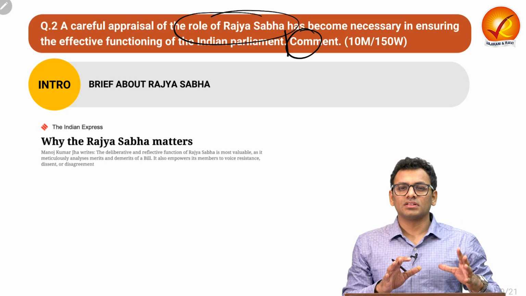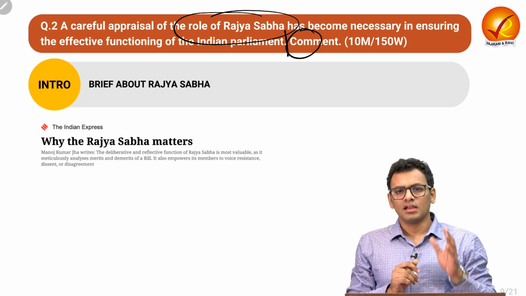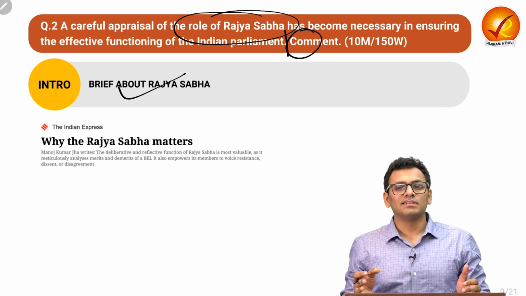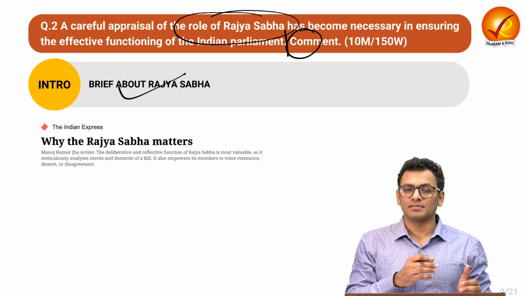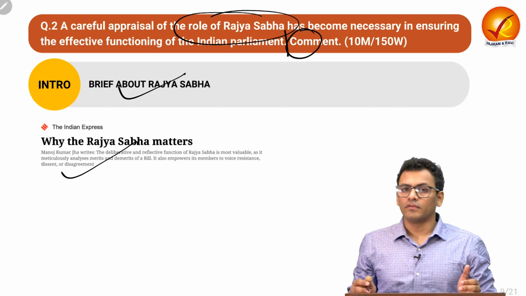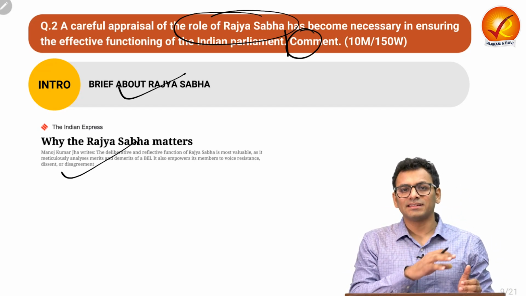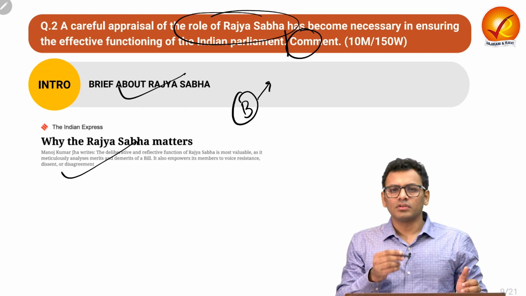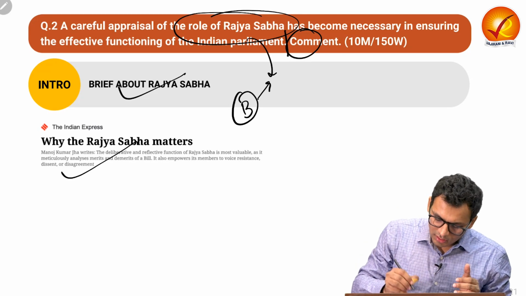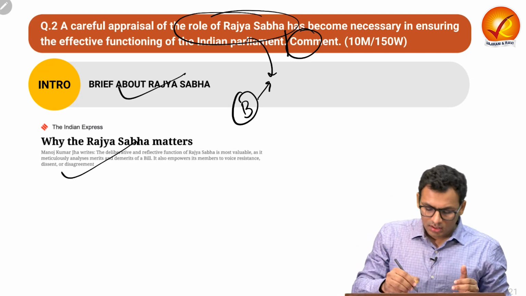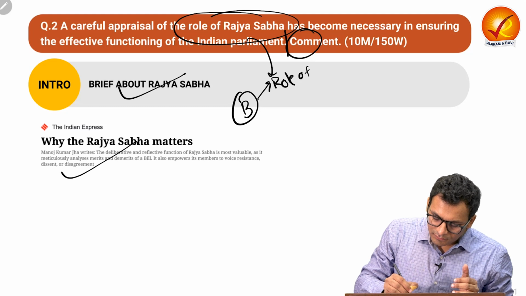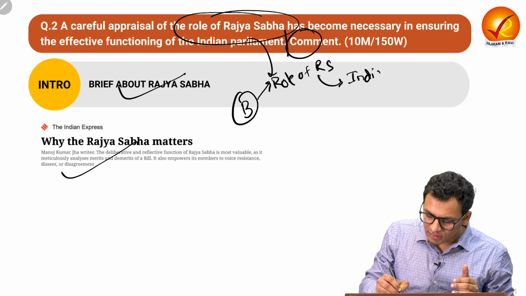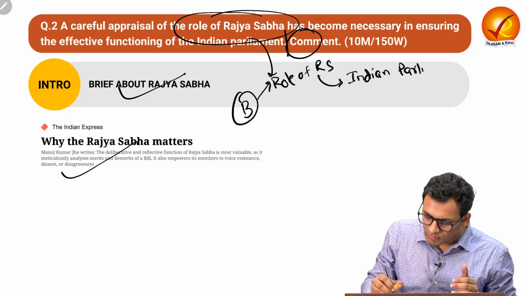So if we divide the question, let us understand the structure first. In the introduction, you can briefly talk about Rajya Sabha. You can talk about the articles in the constitution related to the Rajya Sabha. You can also talk about certain kind of current affairs which you can integrate in the introduction. In the body part, firstly, you can talk about certain kind of role of Rajya Sabha with respect to the functioning of Indian Parliament.